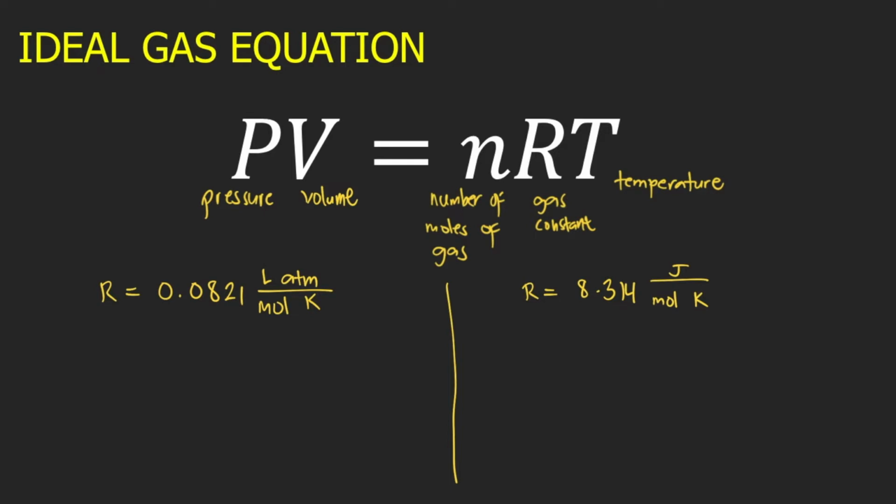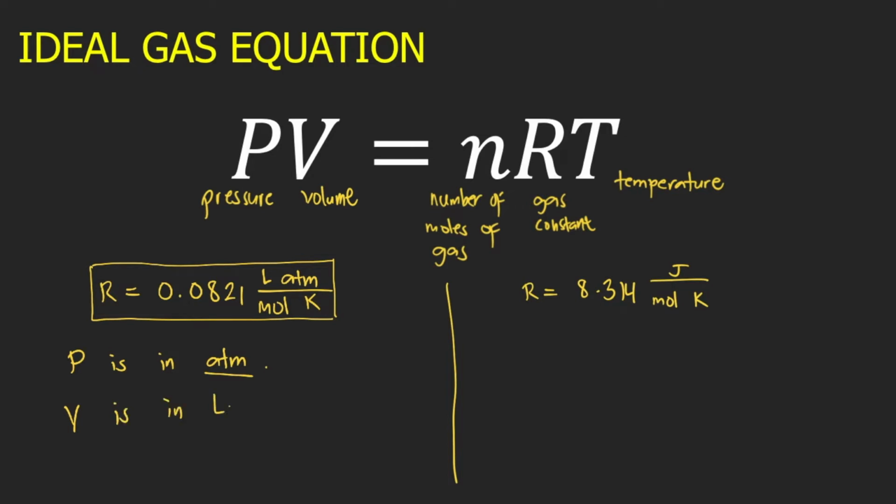Now, I just want you to remember that if you are using this value of R, 0.0821, make sure that the pressure you are plugging in is in atm, or atmosphere. Make sure also that the volume you are putting into the formula is in liters. Make sure that the number of moles is in moles. And make sure that the temperature is in Kelvin, or K.